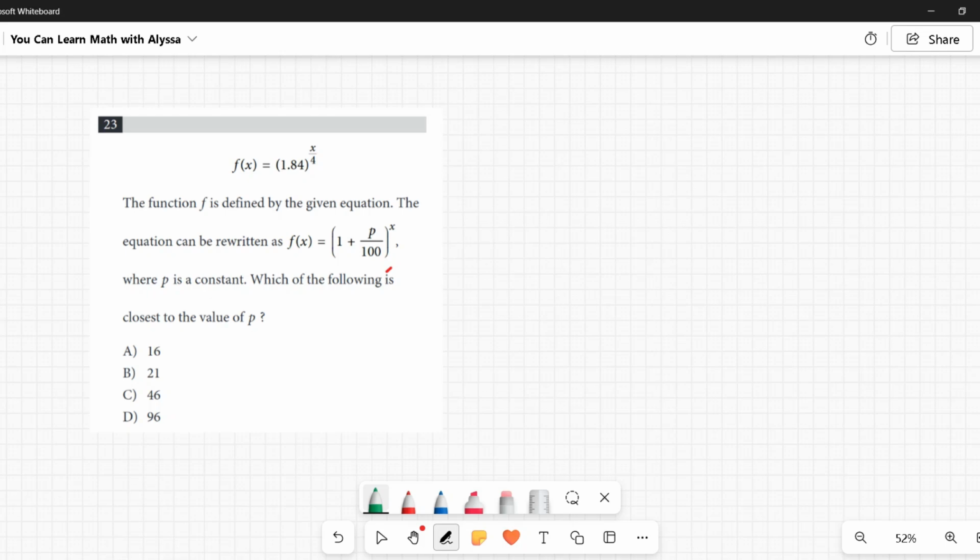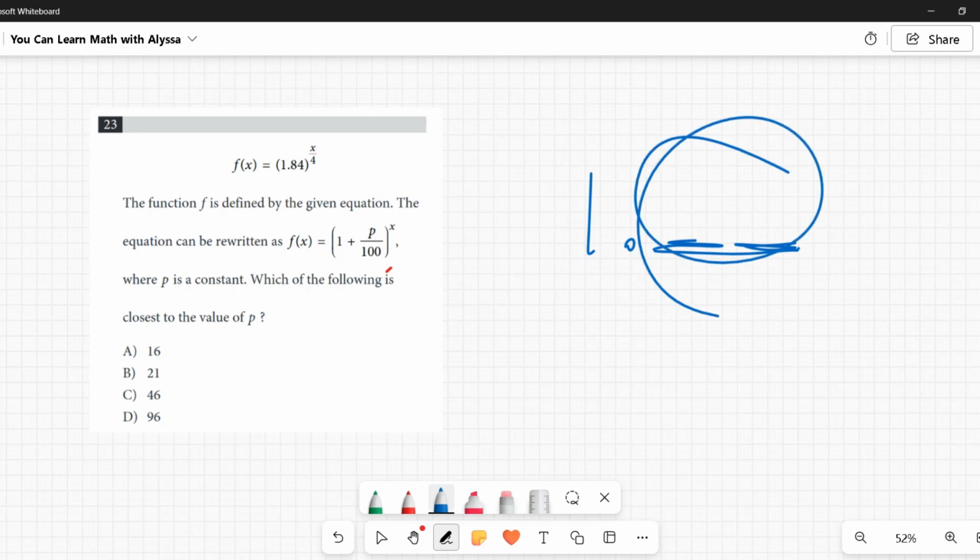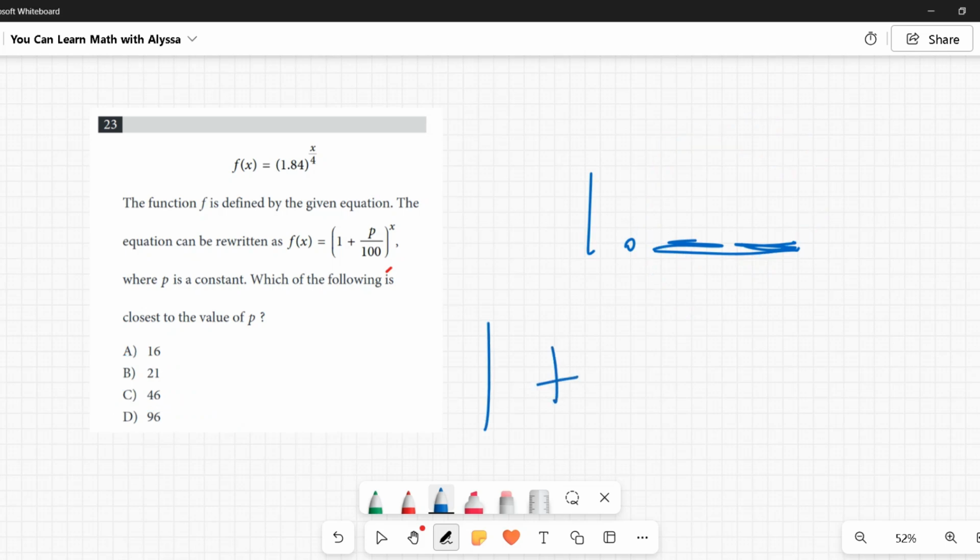Okay, first things first, I want to address this 1 plus p over 100. This is a fancy schmancy, trying to trip you up way of saying 1 point something, it's a decimal. And there's two spots, 1 point blah blah, like 1.15, 1.23, something like that. That's it. And they're wanting to know what those two numbers are. Is it 1.16, 1.21, 1.46, or 1.96? Why am I saying that? Because it's saying 1 plus one of these numbers over 100. Let's say it was 16 over 100.